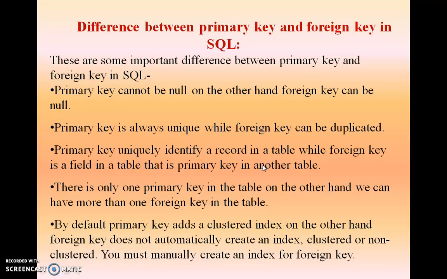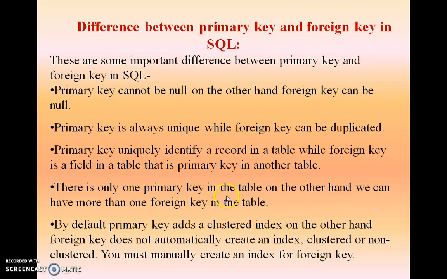Now see the difference between primary key and foreign key in SQL. Okay, these are some important differences between foreign key and primary key in SQL. Primary key cannot be null. On the other hand, foreign key can be null. Primary key is always unique values, whereas foreign key can be duplicated. Primary key uniquely identifies a record in a table, while foreign key is a field in a table that is the primary key in another table.